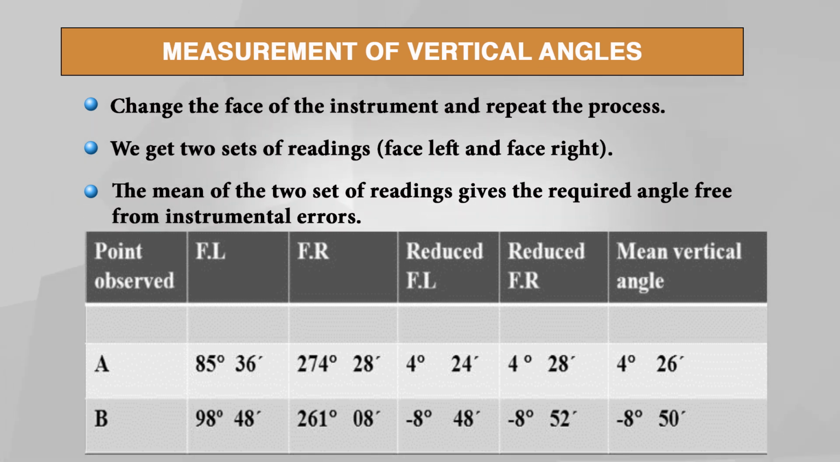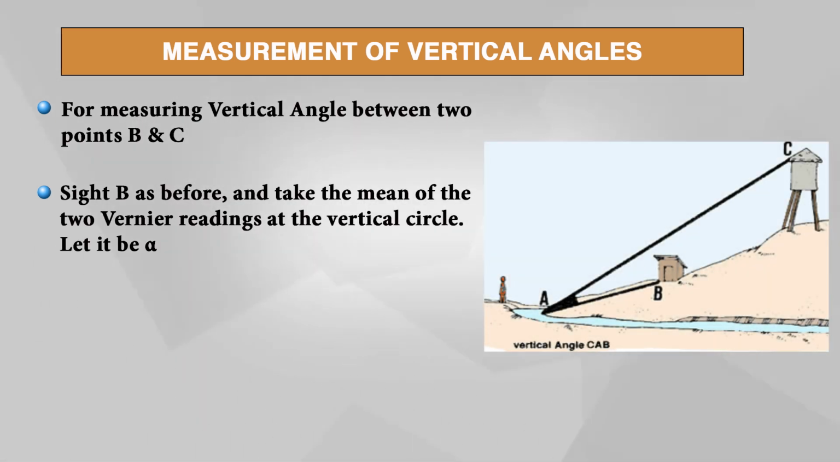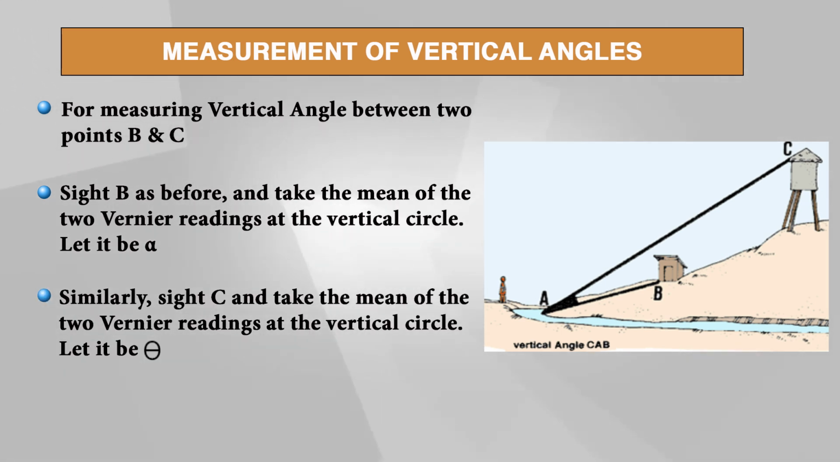Now, suppose we want to measure the vertical angle between 2 points A and B. So, we are standing at point O, there is one point A and there is another point B, and we are set up at point O. So, what do we do? Sight A as done in the previous example, take the mean of the 2 vernier readings at the vertical circle and let this angle be marked as alpha. Similarly, sight point B, take the mean of the 2 vernier readings and mark this angle as beta.